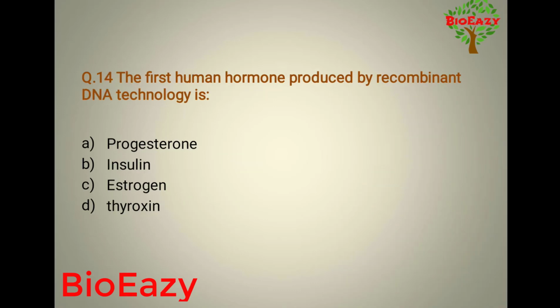Next question is, the first human hormone produced by recombinant DNA technology is. So the answer is insulin.